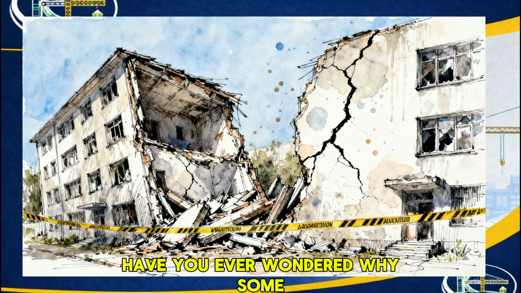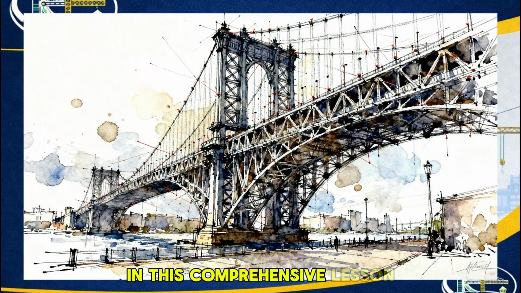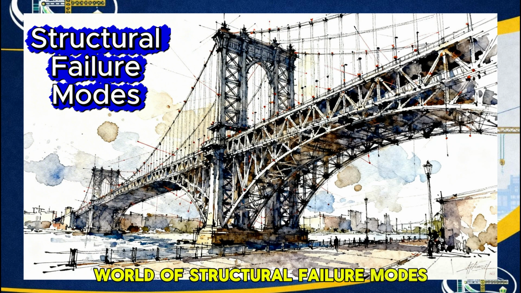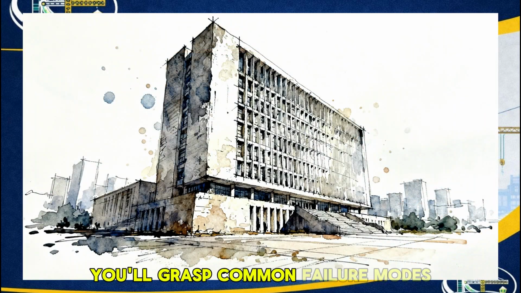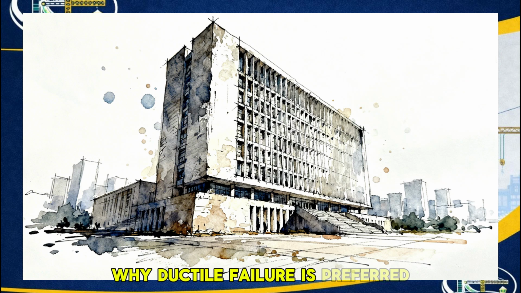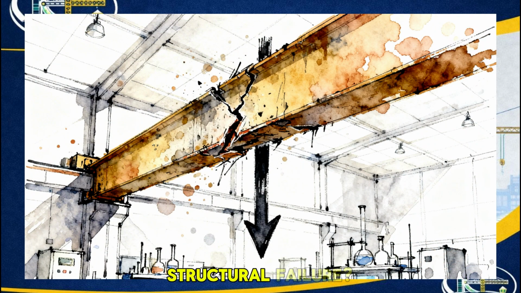Have you ever wondered why some structures fail suddenly, leading to catastrophic collapse, while others provide clear warning signs? In this comprehensive lesson, we'll delve into the fascinating and critical world of structural failure modes. We'll explore the various ways structures can fail and understand the ingenious methods engineers employ to design buildings and bridges that prioritize safety. By the end, you'll grasp common failure modes, why ductile failure is preferred, and how this understanding ultimately saves lives. So, what exactly constitutes structural failure?